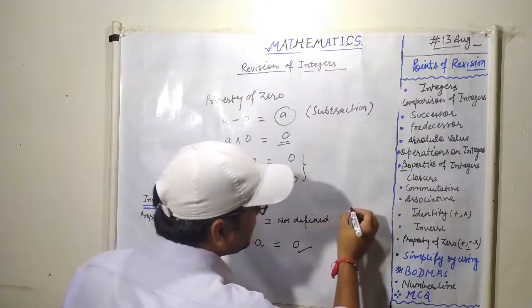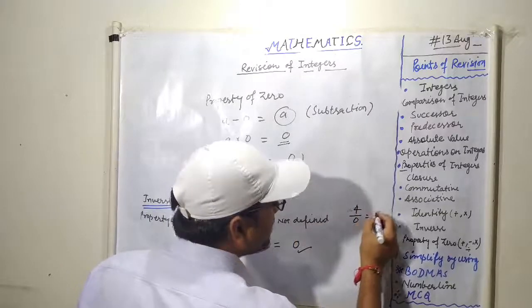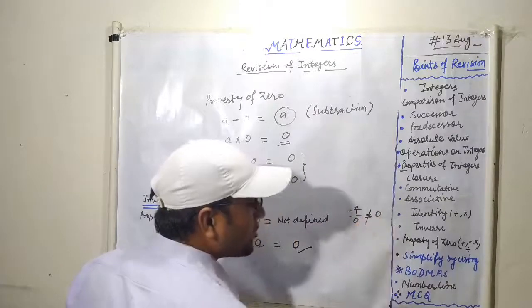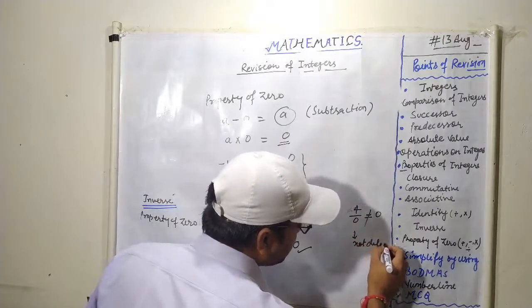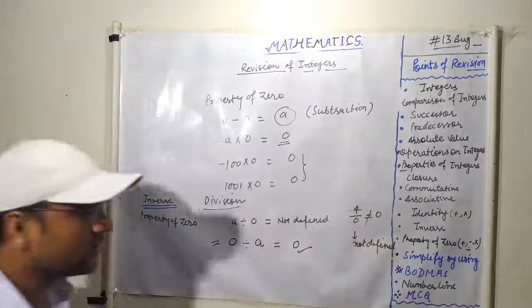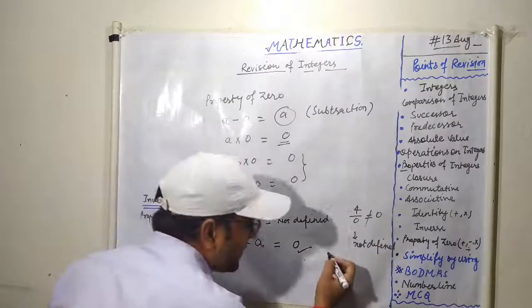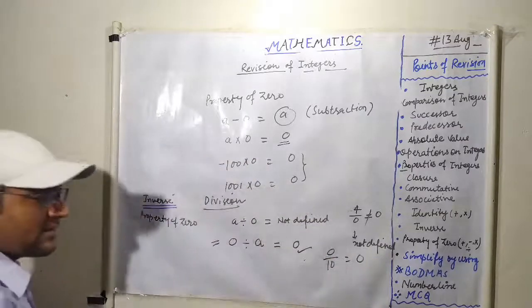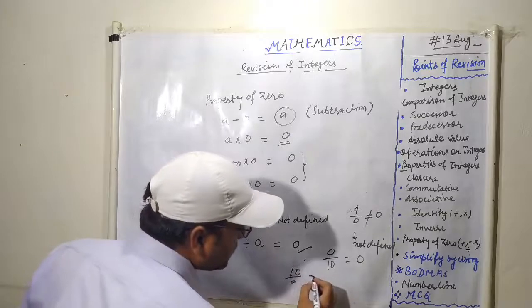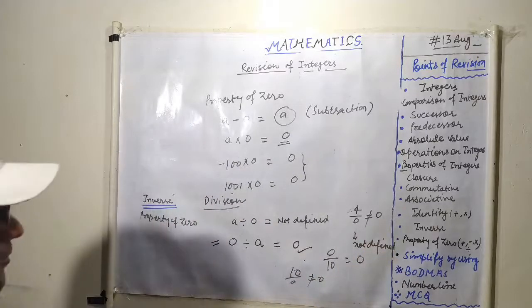If anywhere it is written 4 upon 0, you will not write that it is equal to 0. This is wrong. It is not defined, not permitted, students. So if 0 is divided by any integer, you will get 0. Suppose 0 upon 10, its value is 0. But 10 upon 0 is not equal to 0. It is not defined, students. This is a very important point.